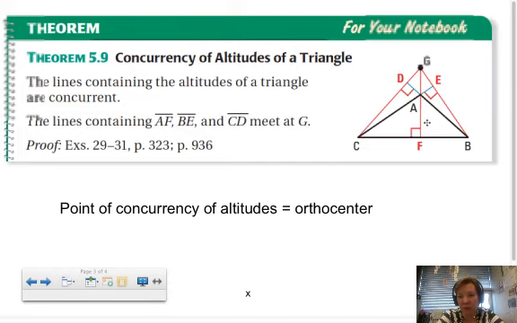And when you first draw the altitudes, you might think they don't meet. But of course, if you extend this altitude and extend all the altitudes, they will always meet at one point, sometimes inside the triangle, sometimes outside the triangle, sometimes on the triangle. In fact, for a right triangle, it's the vertex of the right angle. But there you have it.